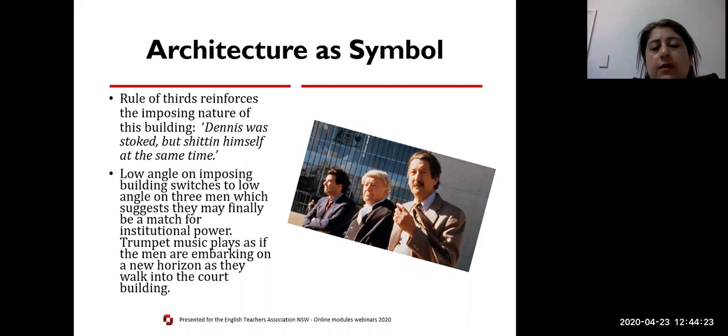The rule of thirds, you can see you've got the real power top, which is the building, and the men are placed directly underneath. But because the vector is running from Dennis to Daryl, again, it's telling us what is the central piece here, or who is the central persona. Trumpet music, again, there's sound telling us how to feel and how to relate to these people. Trumpet music plays as if the men are embarking on a new horizon.